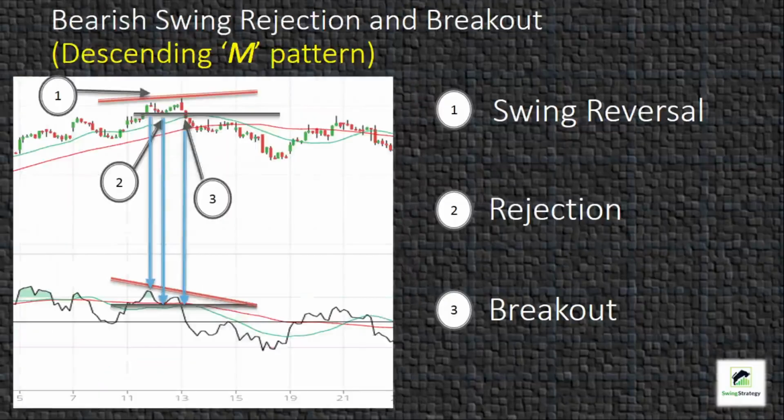Similarly, bearish swing rejection and breakout. It is also called a descending M pattern. It is a magic formula to locate accurate reversal positions of bearish trend. It has 3 stages. First, a reversal happens after an overbought in price. Second, a rejection of reversal happens. In the third stage, a breakout happens below the level of rejection. This price action forms a descending M pattern.